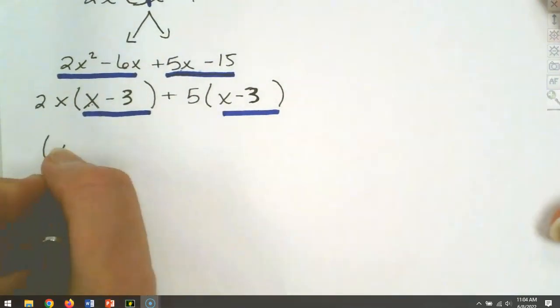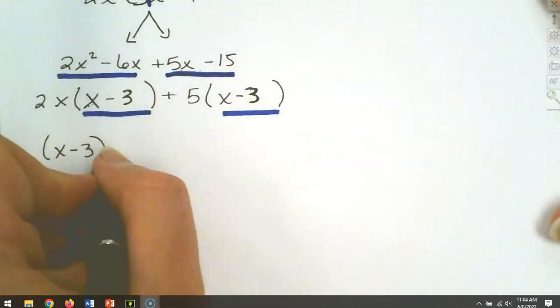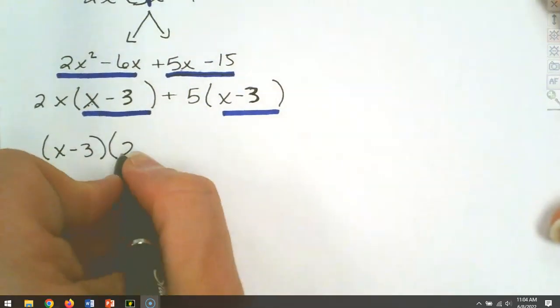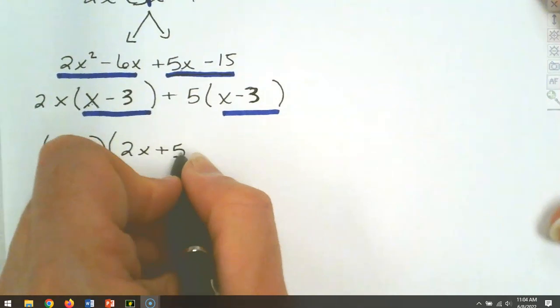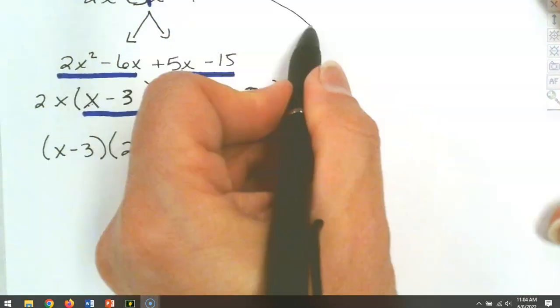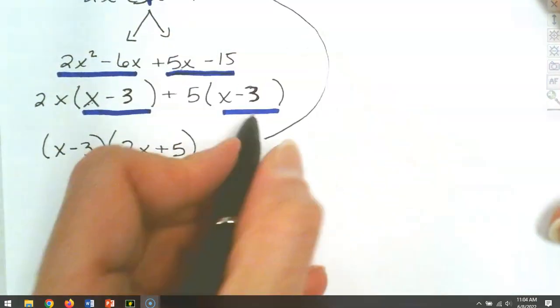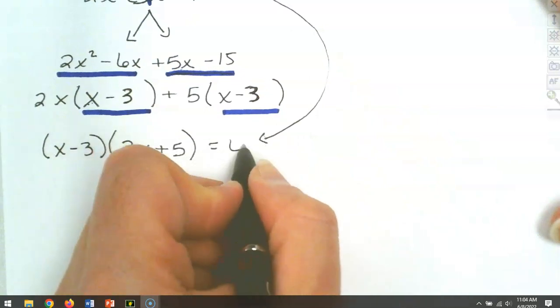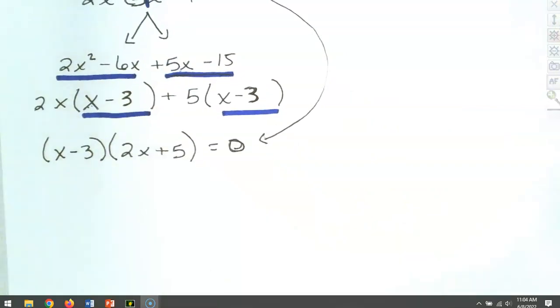So now we put our x minus 3 out in front. And we have a 2x plus 5 there. And what does it still have to equal? It still, remember, equals 0. Is everyone with me so far? Now we factor it. Sorry, got it factored.